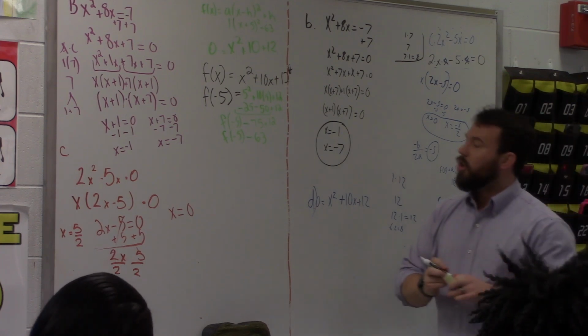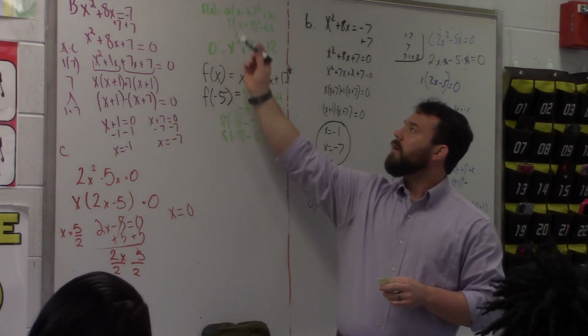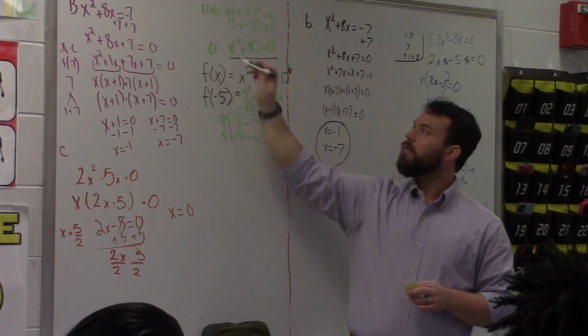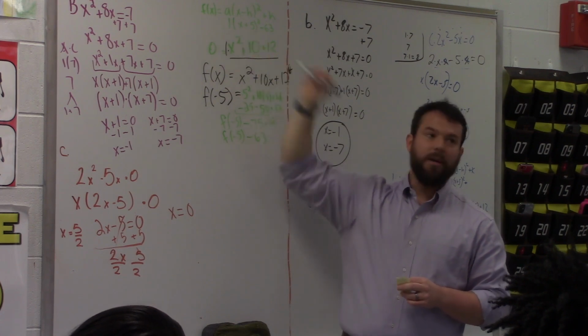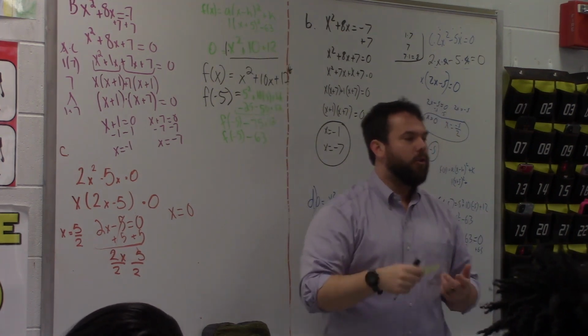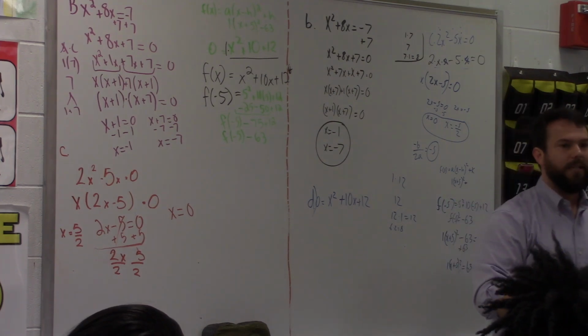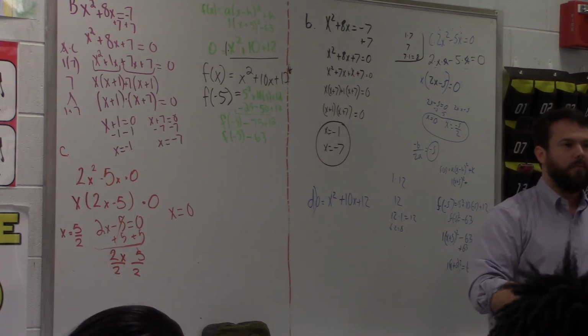But when Jacoby wrote out his vertex form, and we look at this standard form, does anyone know what A is right away? Yeah, 1. That's why he wrote a 1 there. Now the tricky part is remembering how to find H when I have standard form. How do we calculate H from standard form?